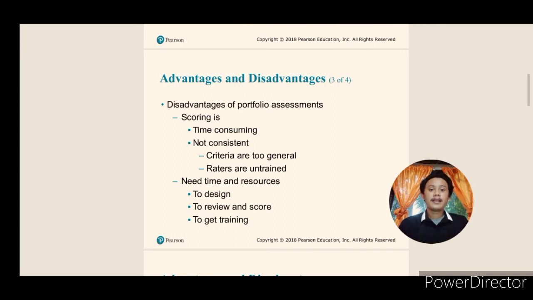Okay, so let us now proceed to the disadvantages of using portfolio assessment. The first is scoring. The scoring is time-consuming and not consistent, where criteria are too general and raters are untrained. Secondly, it needs time and resources to design, to review and score, and to get training. So one of the disadvantages of portfolio assessment is that it is time consuming.